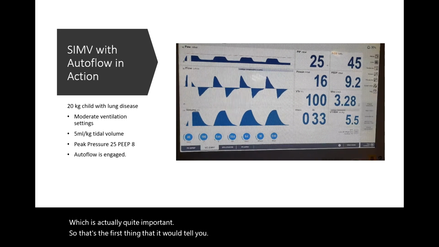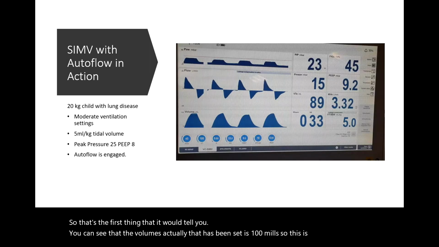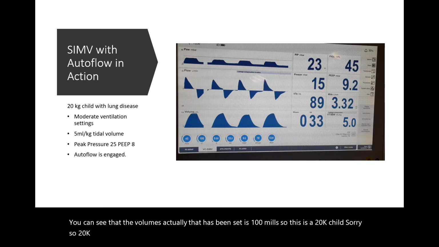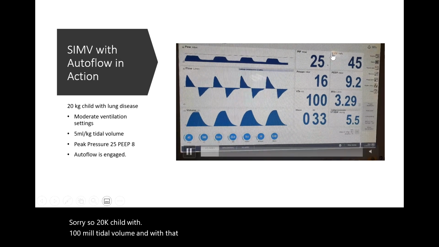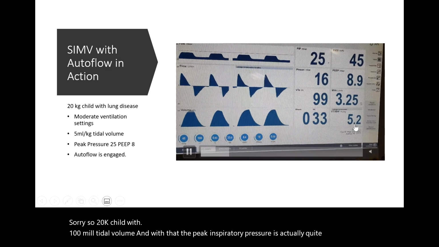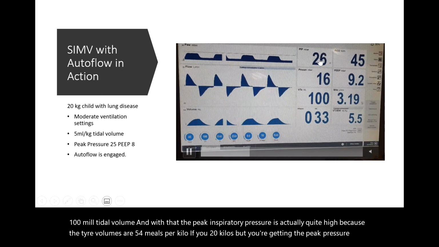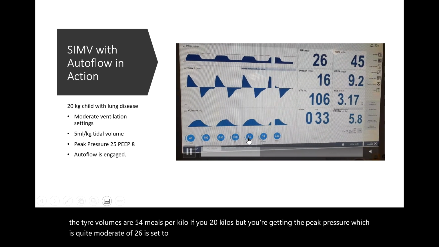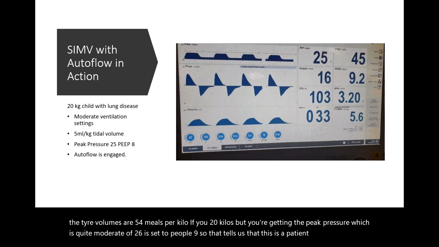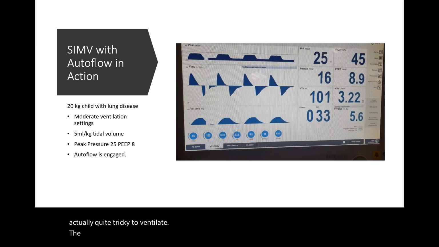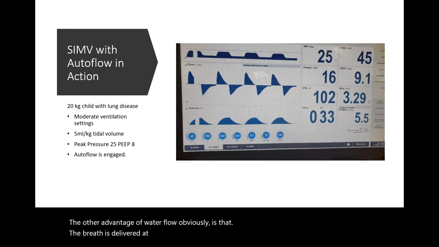You can see that the volume that has been set is 100 mils. So this is a 20 kilo child, sorry, a 20 kilo child with a 100 mil tidal volume. The tidal volumes are 5.4 mils per kilo, but you're getting a peak pressure which is quite moderate, at 26. It's set to a PEEP of 9, so that tells us that this is a patient who's actually quite tricky to ventilate. The other advantage of Autoflow, obviously, is that the breath is delivered at the lowest possible pressure.